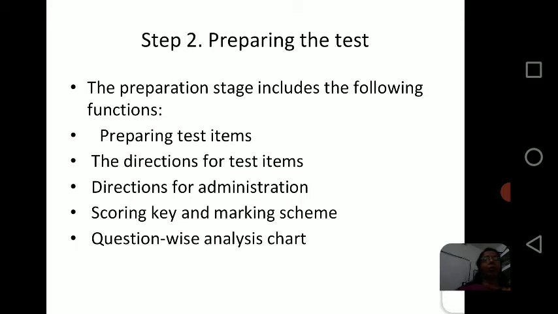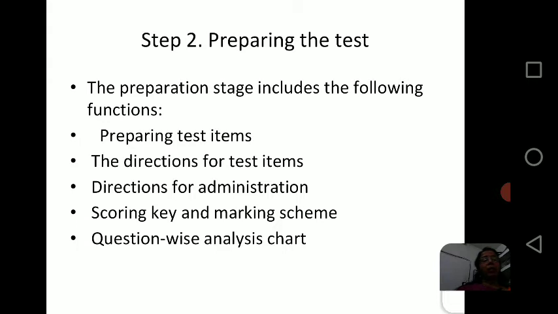Okay, step 2 is preparing the test. The preparation stage includes the following functions. One is preparing test items, that means questions, then directions for test items, directions for administration, scoring key and marking scheme, and question wise analysis chart. These steps are more or less similar to the teacher made test. One is preparing test items. We will prepare the test items according to the designed blueprint.